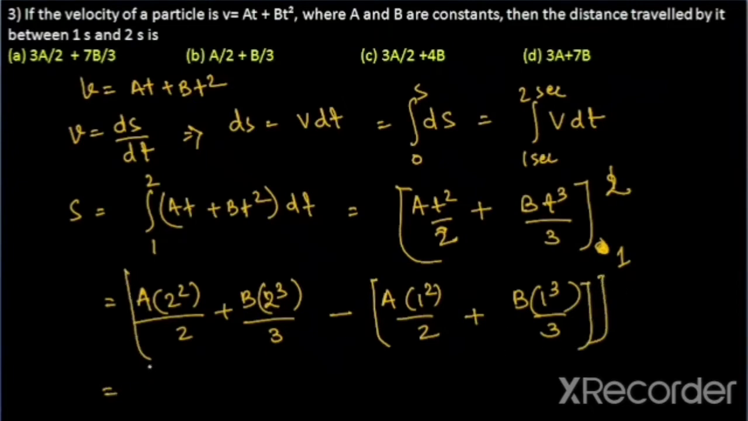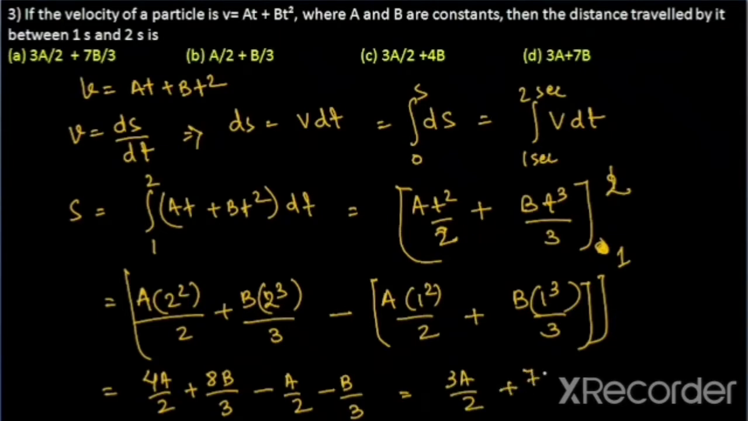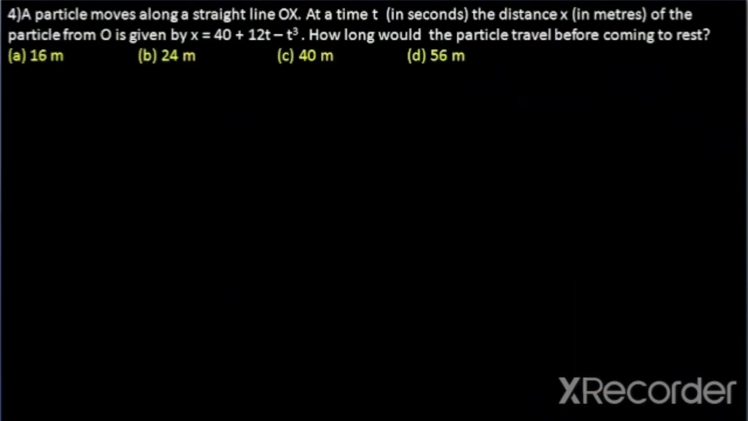Now 2 square is 4, so 4a by 2 plus 8b by 3 minus a by 2 minus b by 3, which will become 4a by 2 minus a by 2, 3a by 2, and 8b by 3 minus b by 3, 7b by 3. 3a by 2 plus 7b by 3 is our distance traveled by the particle between 1 second and 2 seconds, and option number A is correct. 3a by 2 plus 7b by 3. Okay.